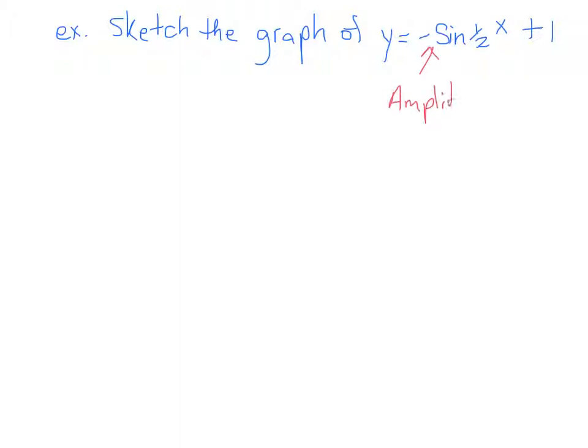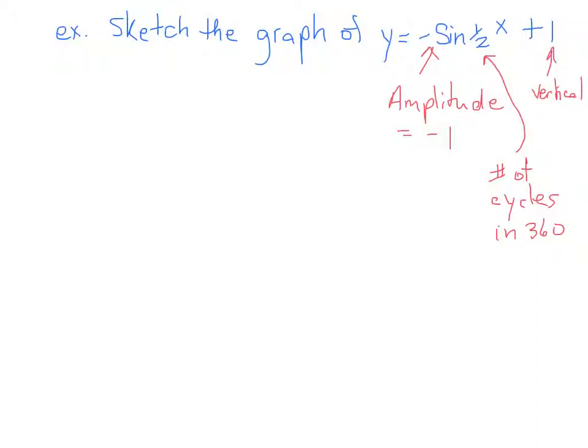And that just means that the shape of the graph is going to be flipped upside down. So when you have a negative amplitude, instead of going up, the sine curve will go down. And you'll see what I mean in just a second. This still is the number of cycles in 360. And it still tells us what the period is in the same exact way. And this is just our vertical shift. All right, so let's actually look at what this graph looks like.